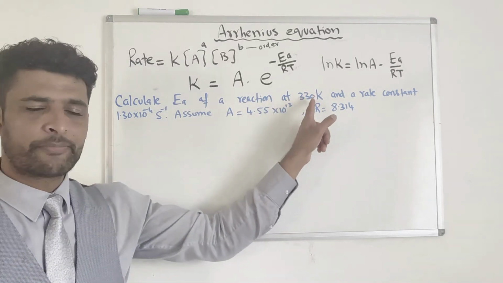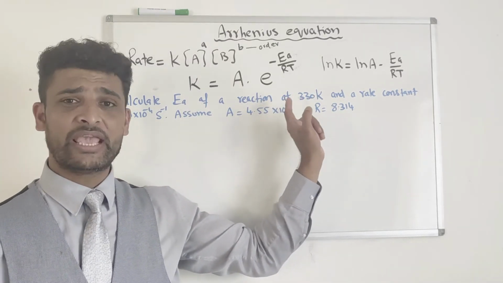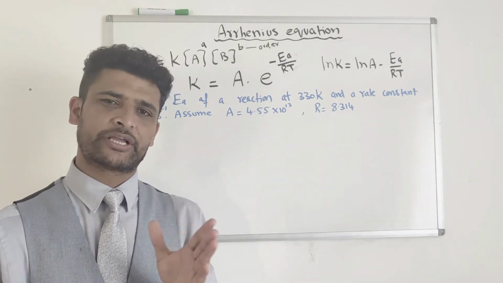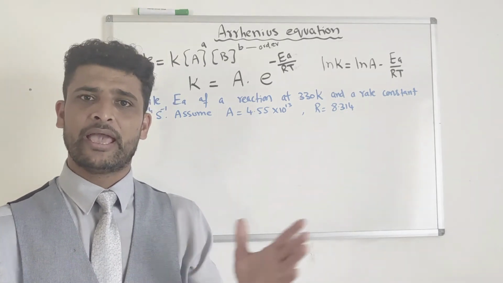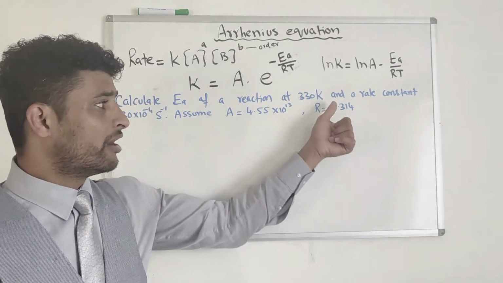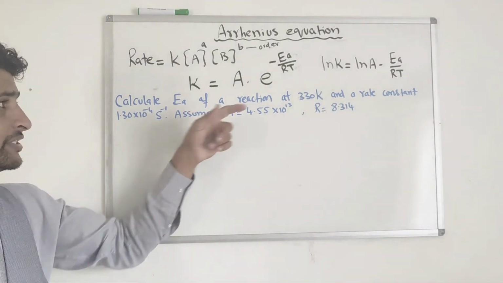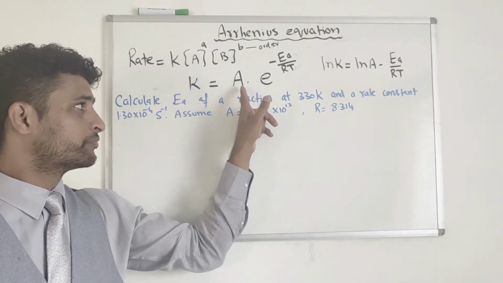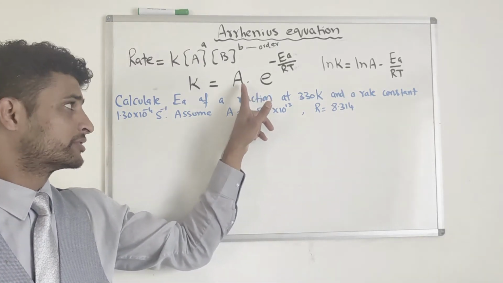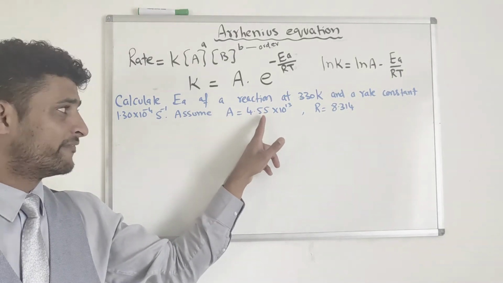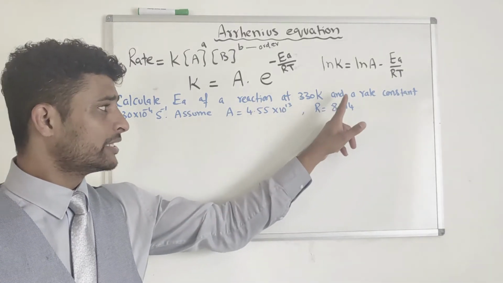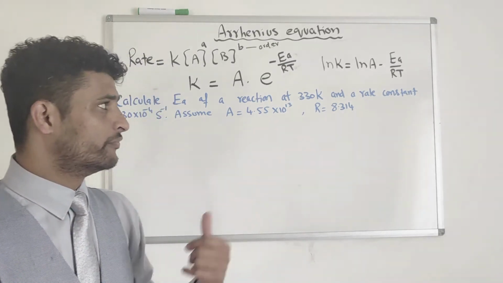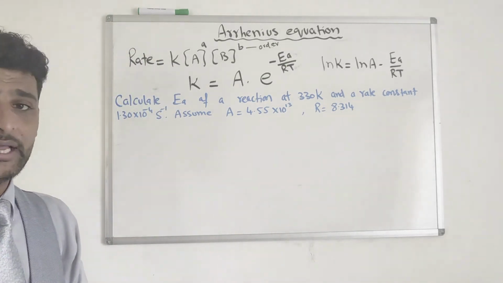You have been given the temperature of 330. For example, if they have given you a temperature of 25 degrees centigrade, all you have to do is add 273 and it will be converted into Kelvin. And after that, the rate constant is already given, which is K, and then you have been given the Arrhenius constant, which is the pre-exponential constant, so A will be put in as 4.5 times 10 to the power 13. Then you have a gas constant, which is R is equal to 8.314, and you will be using that. So let's start the calculation.